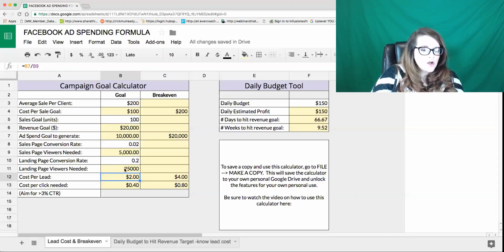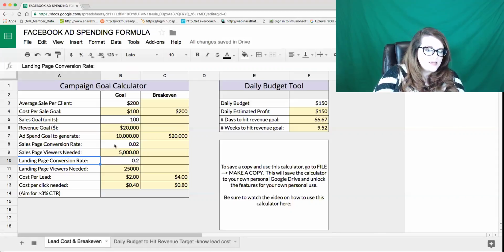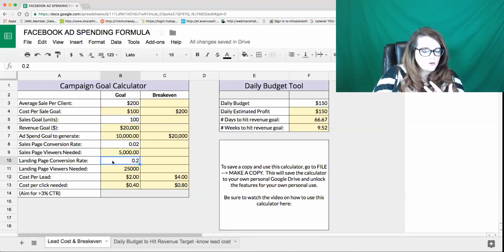Now, what this is also using here is going to be your sales page conversion rate and your landing page conversion rate, because those are pieces of the puzzle that people don't tend to look at when it comes to how much you can spend on your advertising campaigns. All right. So the next thing that we need to pop in here is how many people who get to your opt-in page actually sign up for your funnel.